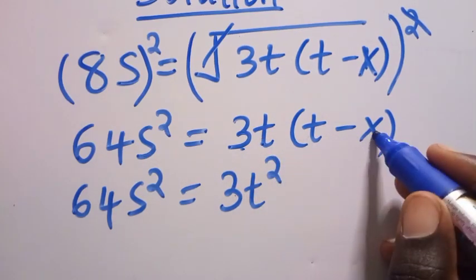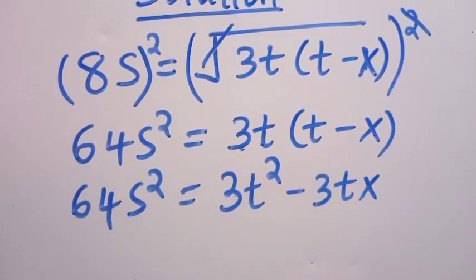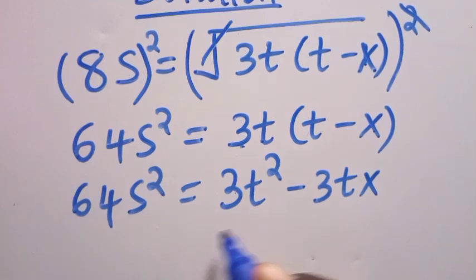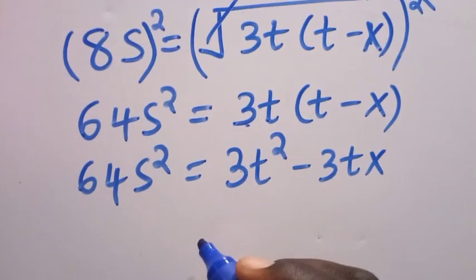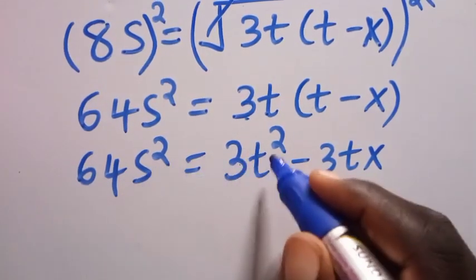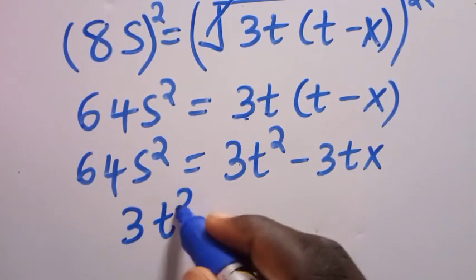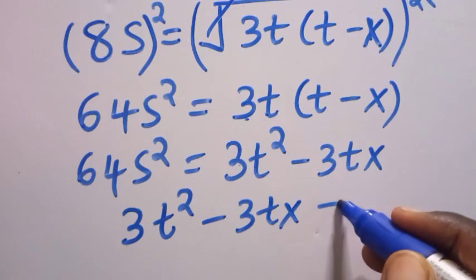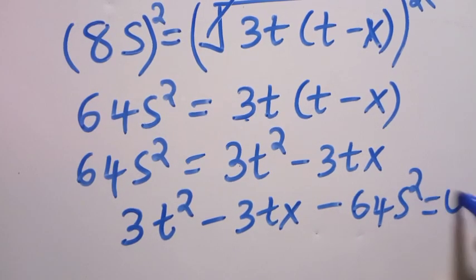Then 3t times negative x, it will be negative 3tx. Now, from that point, we want to make t the subject. That means we shall take everything to one side. And if we take 64s squared to the other side, that means we shall have 3t squared minus 3tx, then minus 64s squared equals 0.